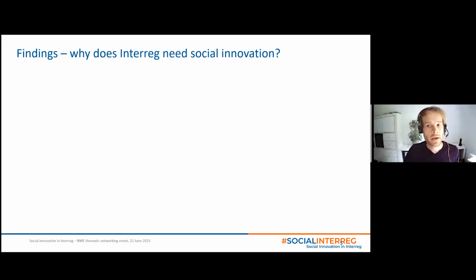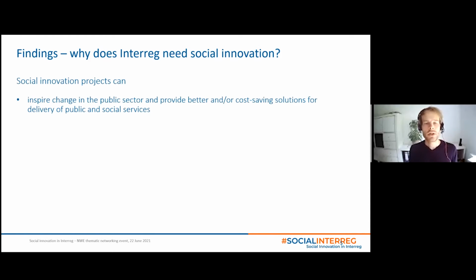Looking at the first part of that question, why does Interreg need social innovation? Or in other words, how can social innovation help pursue the Interreg objectives of making regions more prosperous, more attractive places to live in, and strengthening territorial cohesion? Well, first of all, social innovation projects can inspire change in the public sector and provide better and/or cost-saving solutions for delivery of public services.